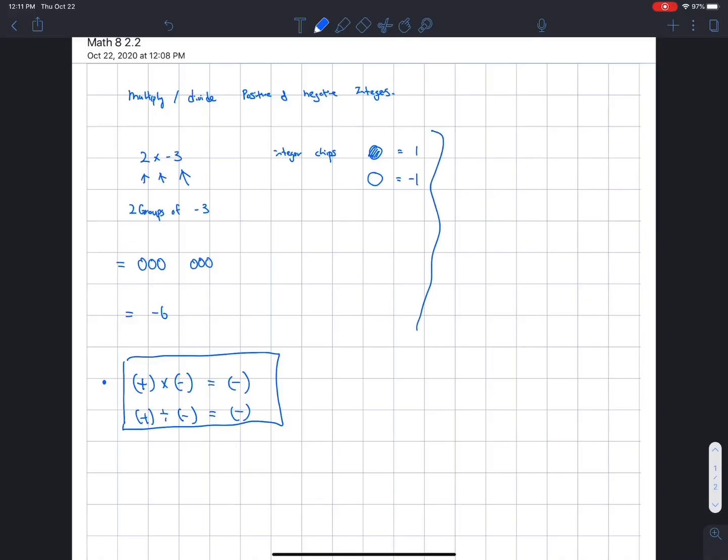Now, if we are timesing, for example, if I have 5 times 2, this will give me 10, and 2 times 5 also gives me 10. So the order in timesing does not matter. Order in multiplying does not matter.